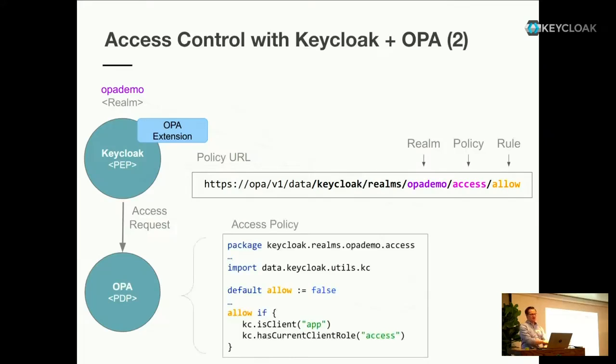And an access policy could look like that. We could say that allow if the Keycloak client is app and the client has the current client role access. That's all.